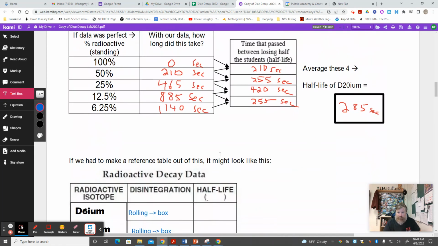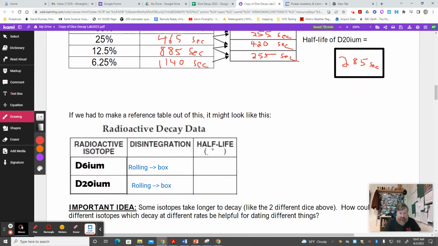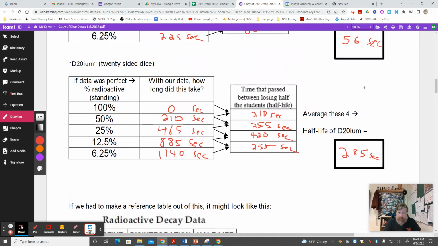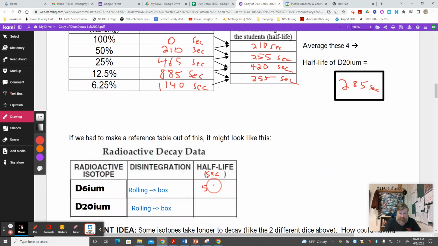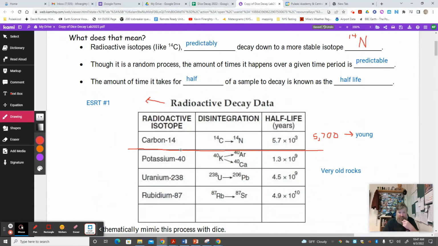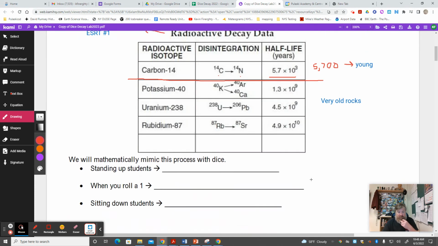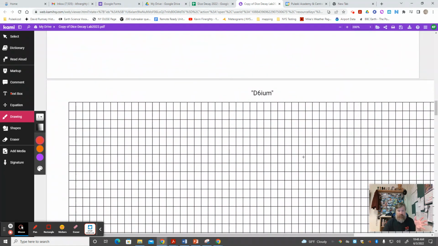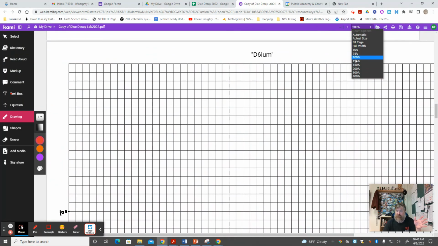Our half-lives that we came up with are in seconds. It should take 56 seconds for 6-sided die and 285 seconds for a 20-sided die. Yeah? Again, just to bring it back to this, just like this isotope goes to this isotope every that much time, every 5,700 years, or every 1.3 billion years, or for that, every 4.5 billion years, and so on. Okay, almost with me. Almost done, I should say. Thanks for sticking with me this long.